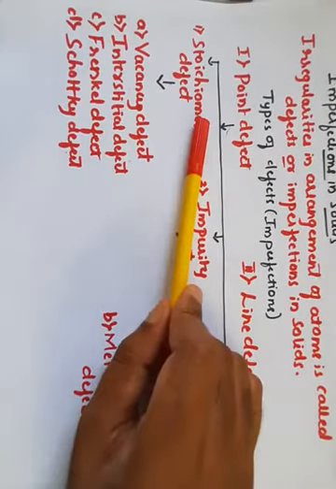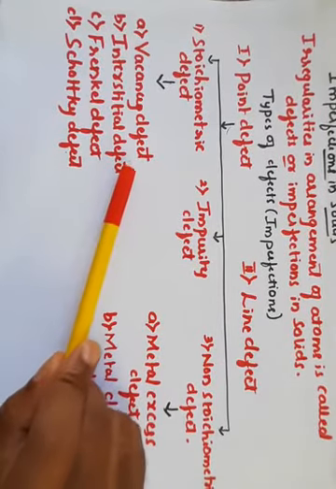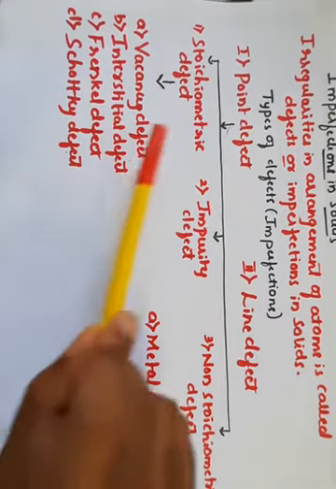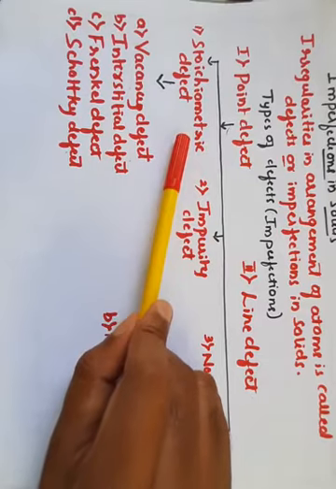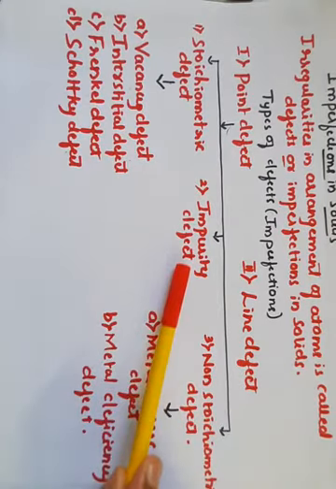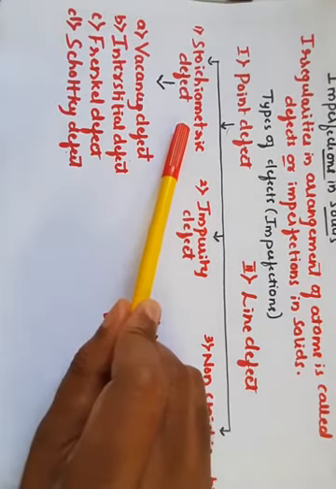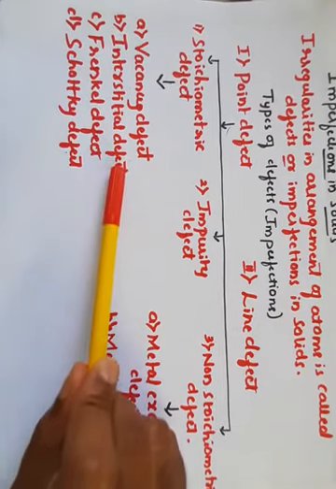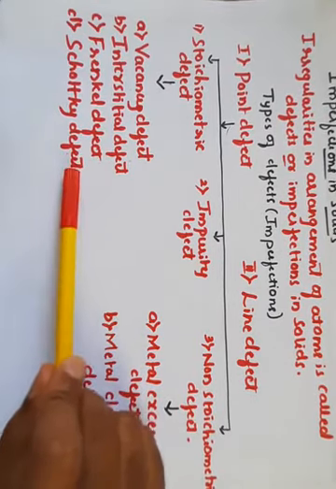Stoichiometric defect is further divided into four types: vacancy defect, interstitial defect, Frenkel defect, and Schottky defect.